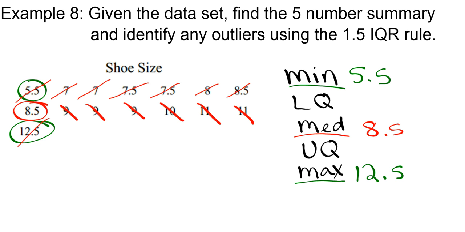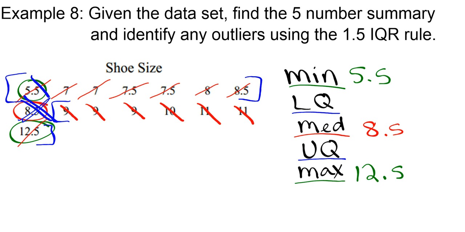Whenever you have one number in the middle, you do not count it in your lower or upper quartile. My lower quartile is going to start at the bottom and go to this 8.5. It's not going to include the median. Same with my upper. It's going to start after 8.5 and go to 12.5. It does not include the median.